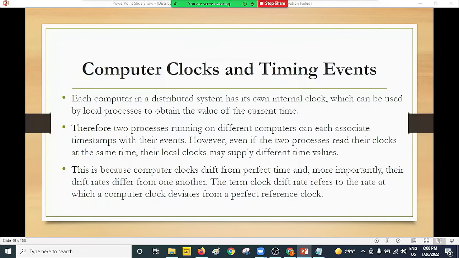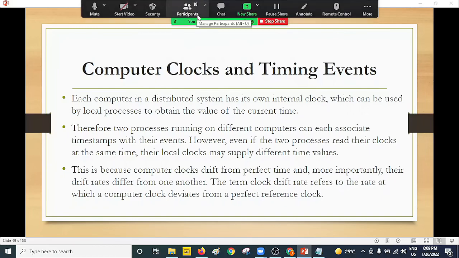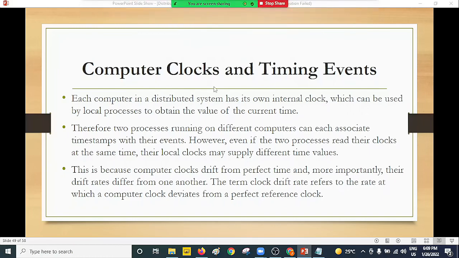Each computer in a distributed system has its own internal clock, which can be used by local process to obtain the value of the current time. Therefore, it may supply different time values. This is because computer clocks drift from perfect time, and more importantly, their drift rates differ from one another. The term clock drift rate refers to the rate at which a computer clock deviates from a perfect reference clock.